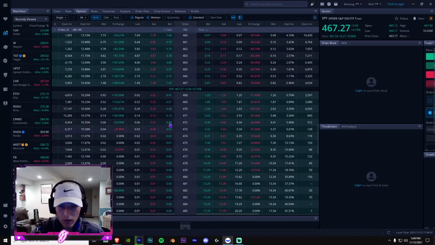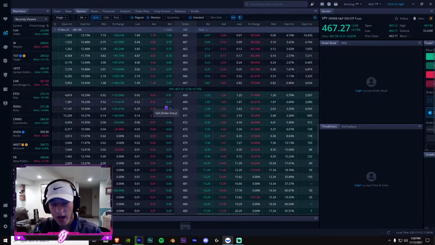So the spread means the amount of money in between the bid and ask, and we see the bid here is 0.51 and the ask here is 0.52. So there's literally nothing in between. You can't buy a contract for 0.525 unless you average down somehow. You can only buy at 0.51 or 0.52.